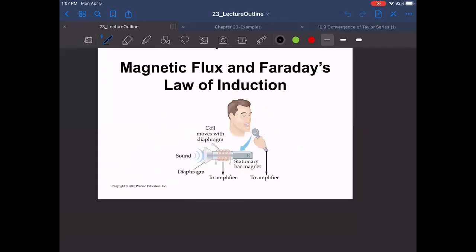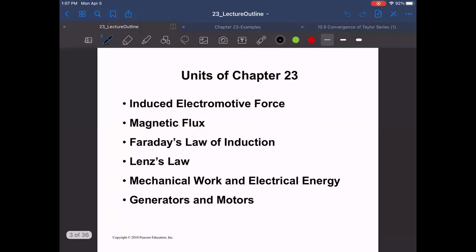So, what we're doing then in this chapter, we're going to look at induced electromotive force. So, what's electromotive force? It's not just on a battery, it's a supplied voltage. It's a voltage source. And it has that unfortunate name, electromotive force, the EMF, with the force in there, even though it's not a force.